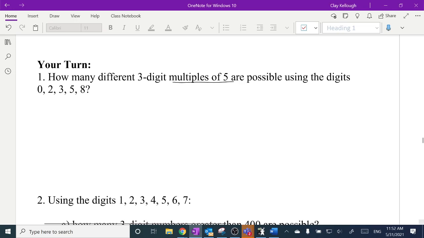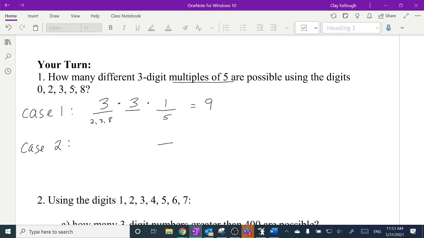But here we go. How many different 3-digit multiples of 5 are possible using those digits? The 2 cases are, case 1 would be we end with a 5. And then this could be 2, 3, or 8. Notice I'm not putting the 0 there because if you started with a 0, it wouldn't be a 3-digit number, right? So that would mean there's 3 possible things that can go here. And there was 1, 2, 3, 4, 5 things. I've used 2 of them, so there's still 3 things that can go there. So there's 9.